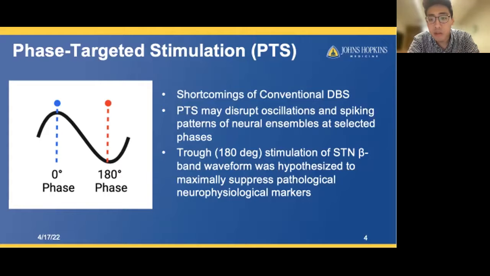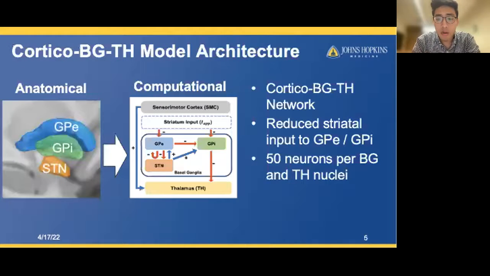So as per our empirical investigations, we hypothesized that delivering a stimulus at 180 degrees, corresponding to the trough of the waveform, could maximally suppress these pathological or neurophysiological markers that you see in Parkinson's. Now, in order to test our preliminary hypothesis, we adopted an in silico approach, using a neurophysiologically similar computational model to simulate the neural activity across the cortical, basal ganglia, and thalamic network that is shown in the previous slide.